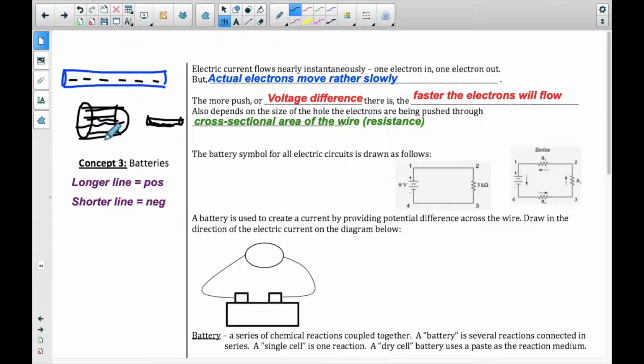It's like, again, back to the driving. Would you rather drive on a highway or would you rather drive on a small little country road? The highway is going to be a lot faster. The country road is smaller and you don't have as much space, so you're going to go slower.